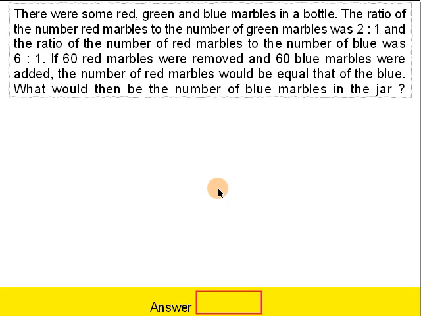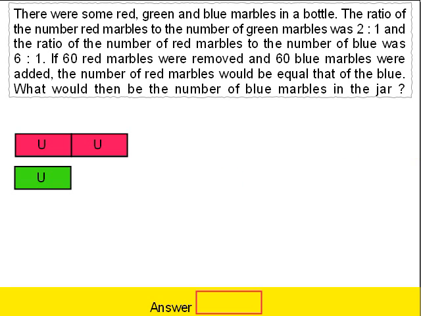Now the question says there were some red, green, and blue marbles in the bottle. The ratio of the number of red marbles to green marbles was 2:1. So we draw it. In the jar, the ratio of red to green is 2:1. So we draw 2 units to represent red marbles, 1 unit to represent green marbles.